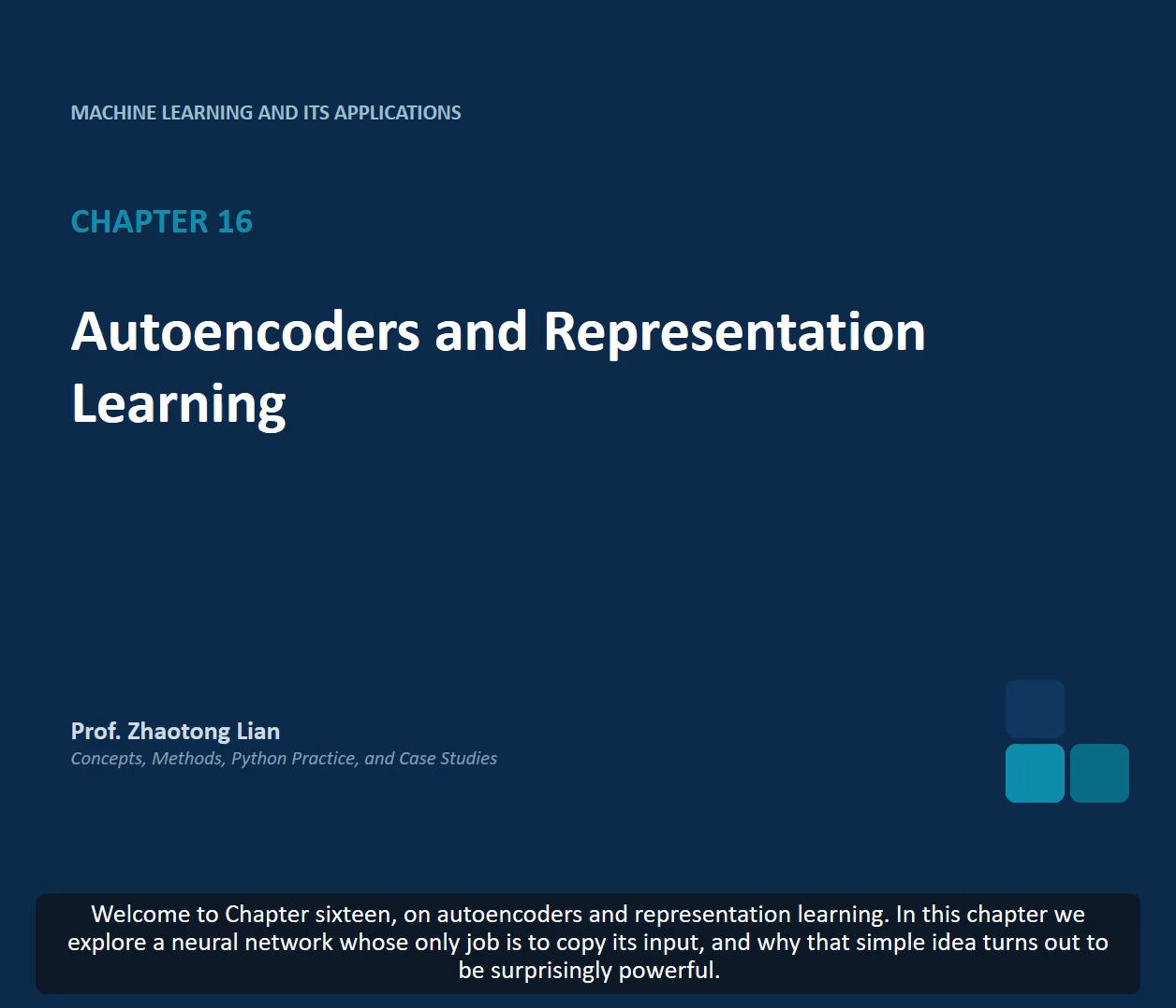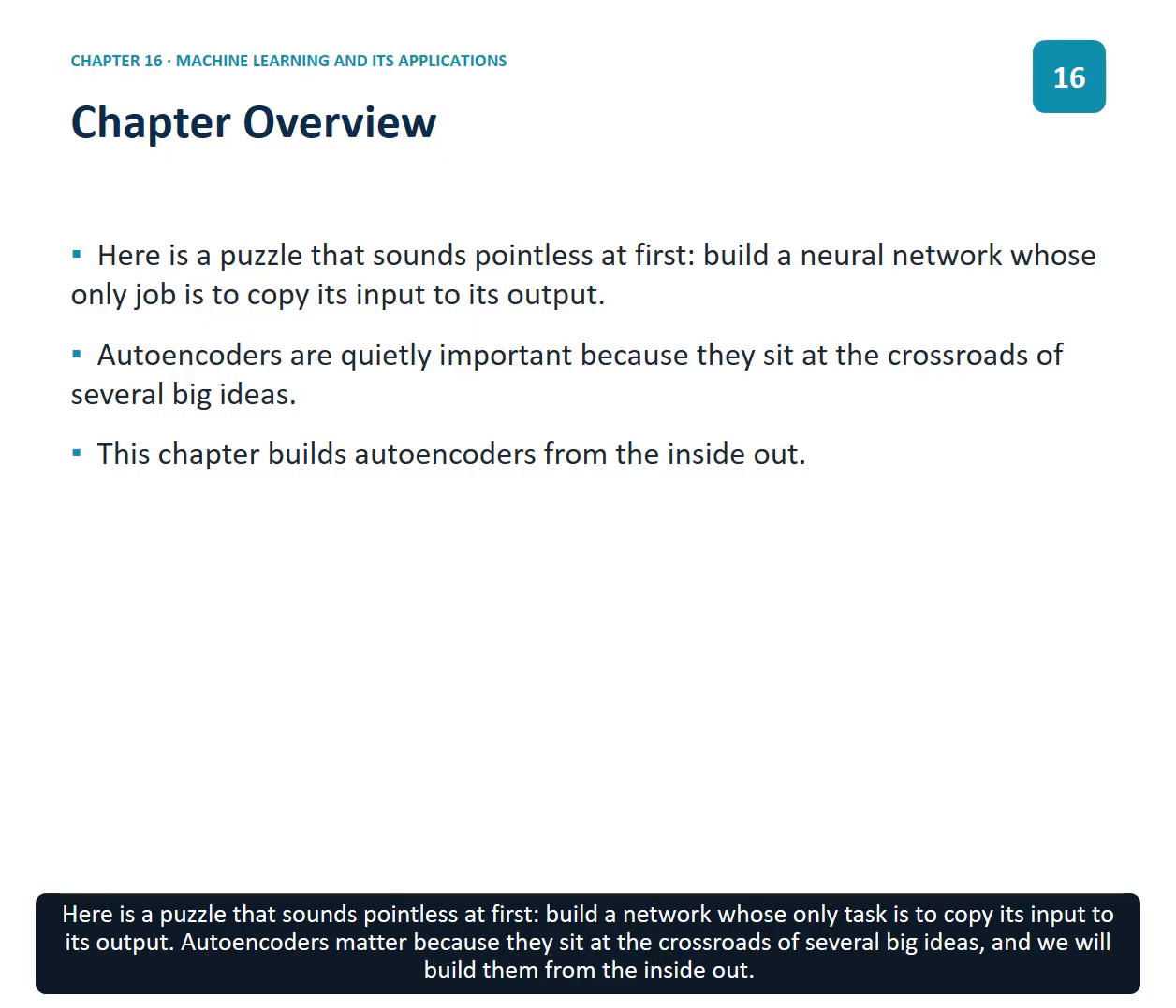Welcome to Chapter 16 on autoencoders and representation learning. In this chapter, we explore a neural network whose only job is to copy its input and why that simple idea turns out to be surprisingly powerful. Here is a puzzle that sounds pointless at first. Build a network whose only task is to copy its input to its output.